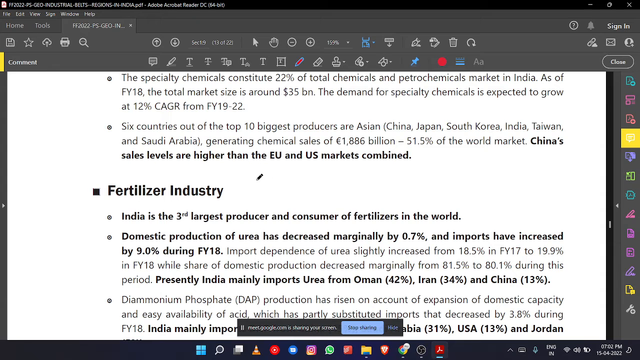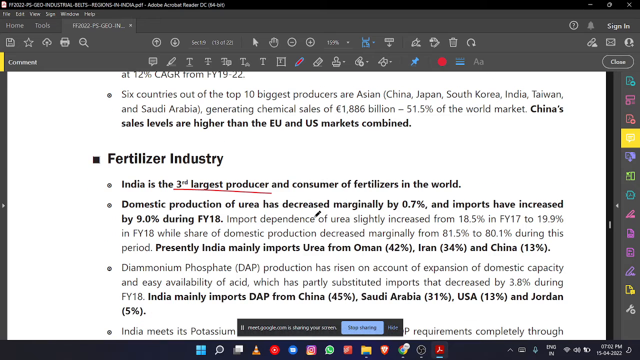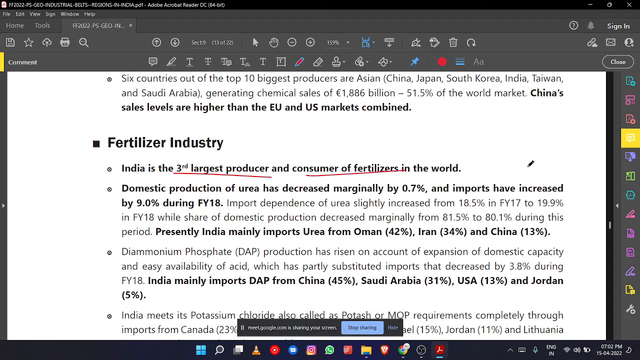So the fertilizer industry is given separately. Okay, fertilizer industry, India is the third largest producer and largest consumer. So India is the third largest producer and consumer of fertilizers in the world. The domestic production of urea has decreased marginally by 0.7% and imports have increased in the financial year 2018. So previous figures are given. For the latest figures, you can refer to the India Yearbook, or you can also refer to the economic survey.